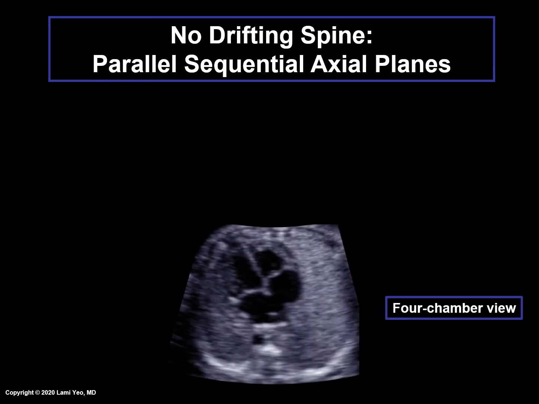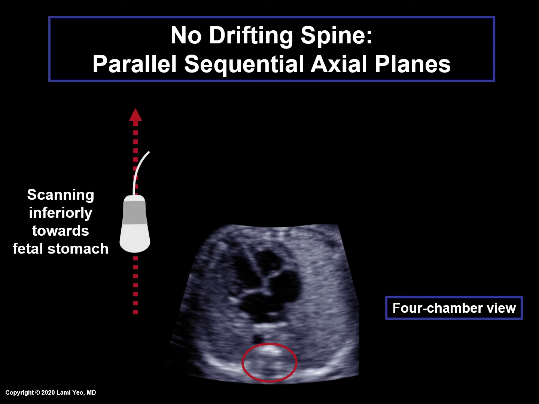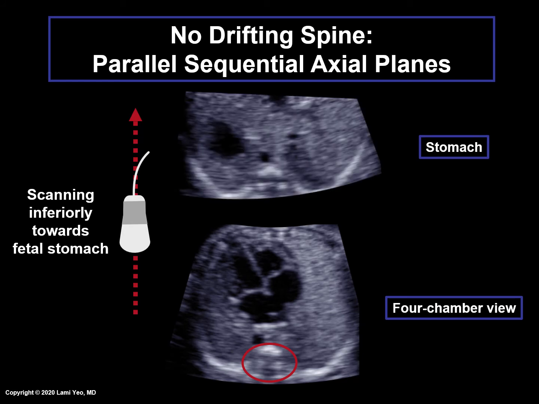Similarly, on an actual fetus, here is the spine at the level of the four-chamber view. As one scans inferiorly towards the fetal stomach, notice that the spine remains in the same area, and therefore there is no drifting spine from the four-chamber view down to the stomach.